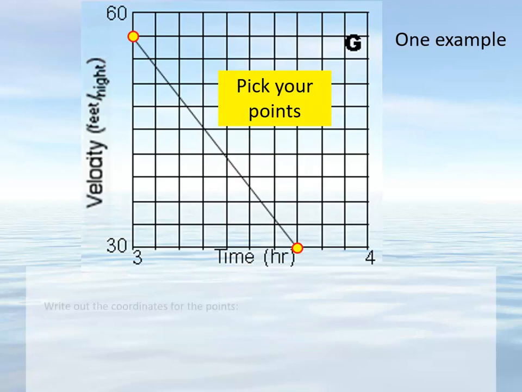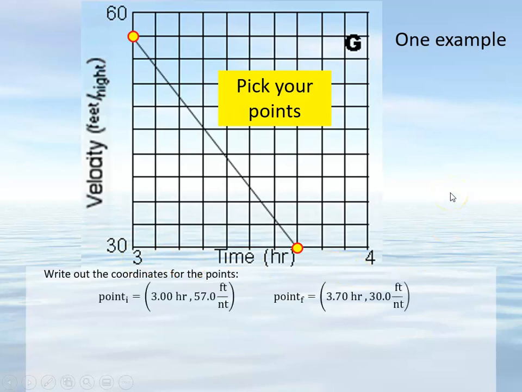So, what is that first endpoint? The coordinates for that first endpoint, you can see that that's at 3 hours, and again, 10 divisions with a change of 30 feet per night. Weird velocity units, but whatever. That's going to mean that each division going up is worth 3. Each division going horizontally is worth 0.1, because you're going from 3 to 4, which is a change of 1 hour. So the first point is 3 hours, comma, 57 feet per night.